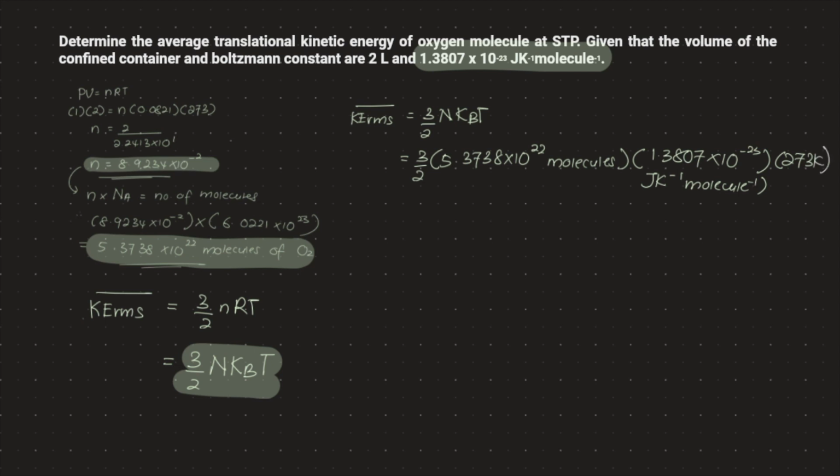So now we need to look at the unit. We have molecule here and here, and then the temperature is in Kelvin, so leaving you with the unit of joule. So basically you just need to press your calculator and you will get 3.0383 times 10 to the power of 2 joule. So this is the final answer for the 7th question.